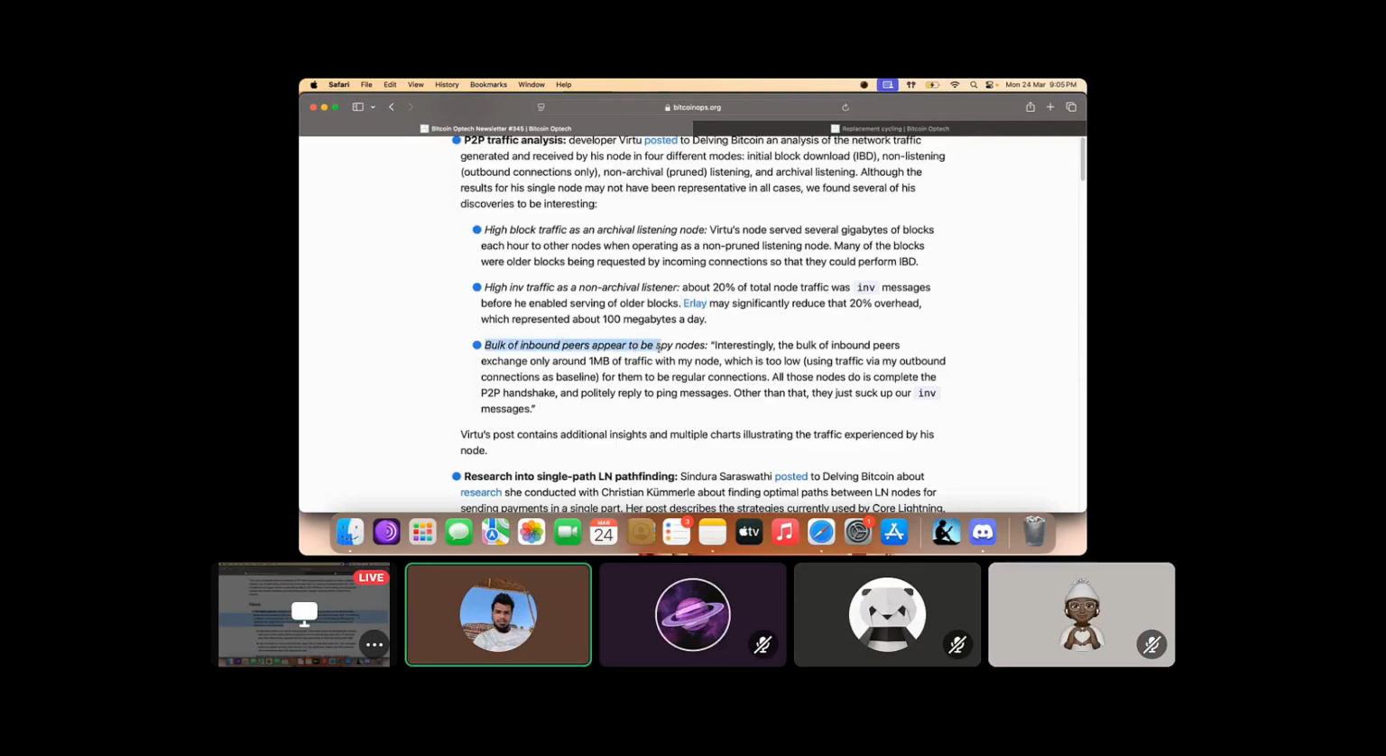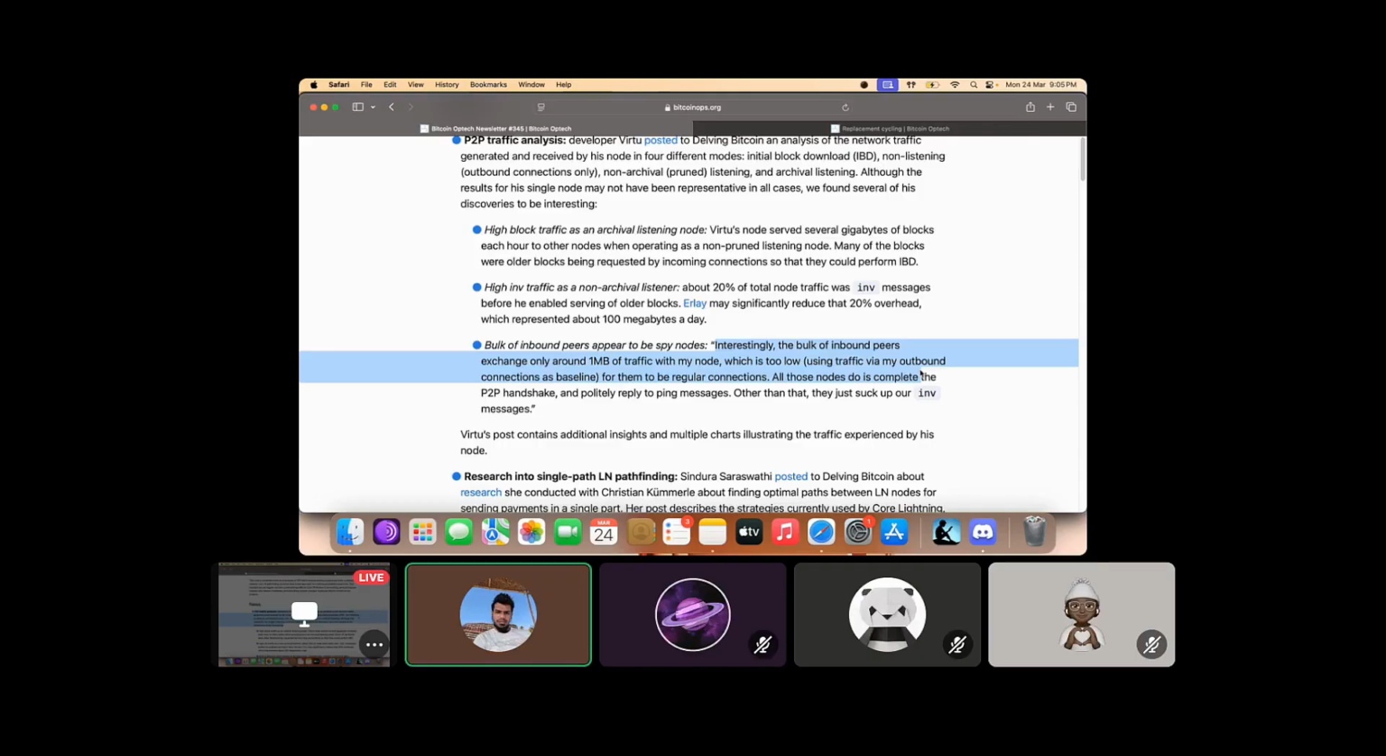Bulk of inbound peers appear to be spy nodes. Interestingly, the bulk of inbound peers exchange only around 1 MB of traffic with my node, which is too low. So the developer observed that a lot of peers are only exchanging 1 MB of traffic with their node, which is very, very low.